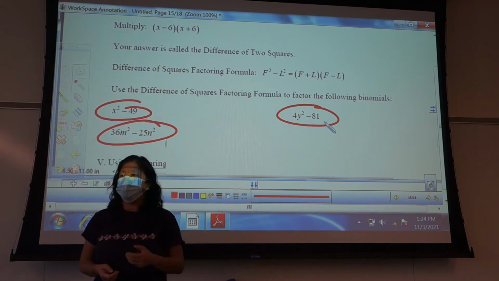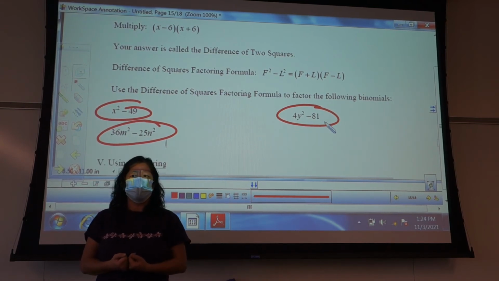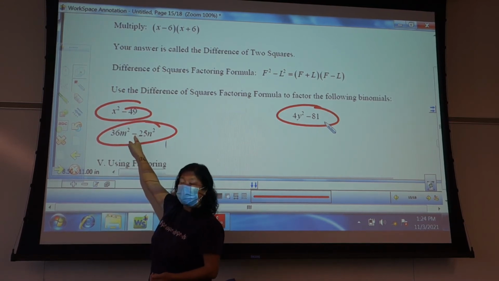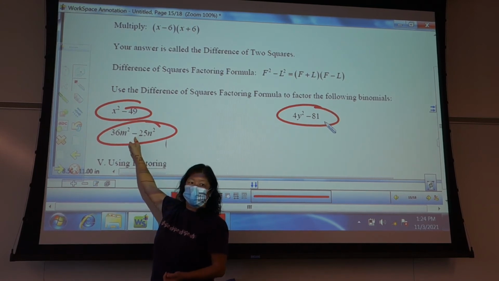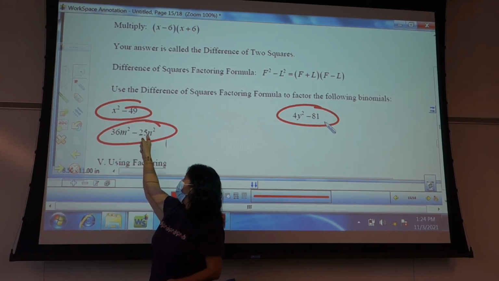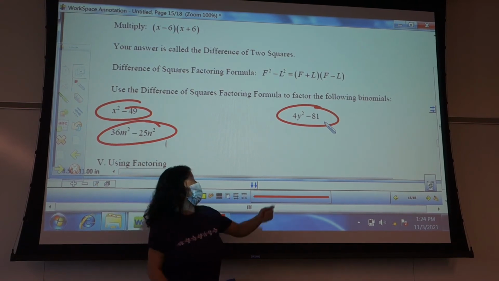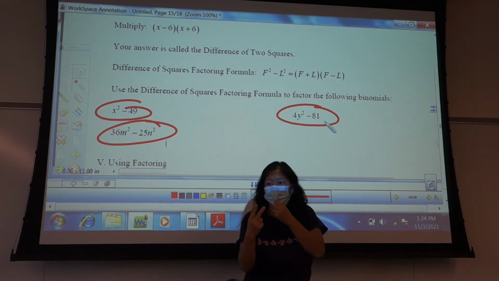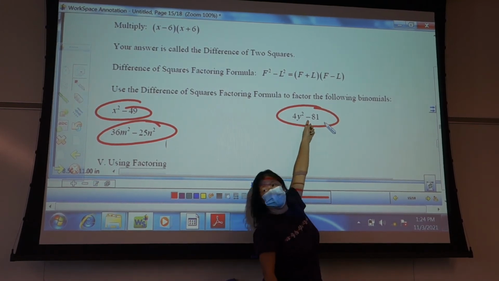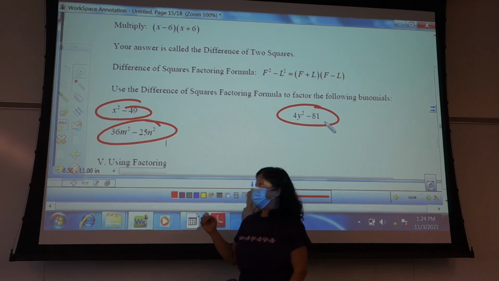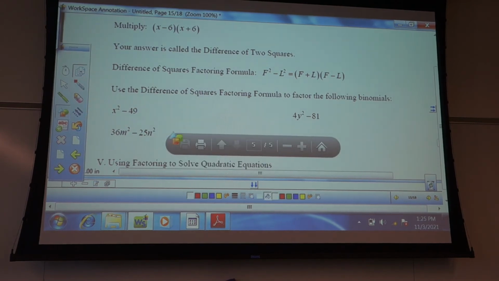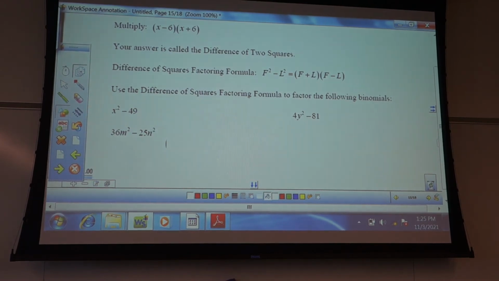Difference means what? Add, subtract, multiply, or divide? Difference is subtract. So it's minus. It cannot be plus, it has to be a minus. So you have 2 squares, and there's a minus between them. That's how you know that you have one of these. First of all, there's only 2 of them. They're both squares, and there's a minus between them. So that's the first way of identifying it. Every time you see just 2 terms, check and see if they're both squares.